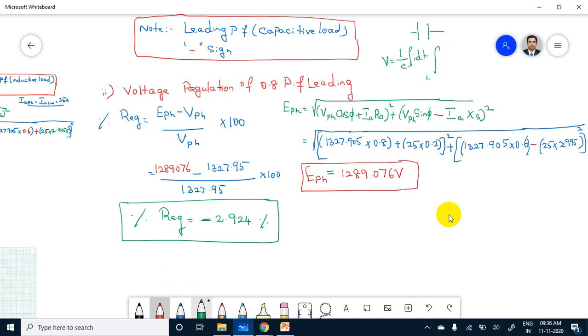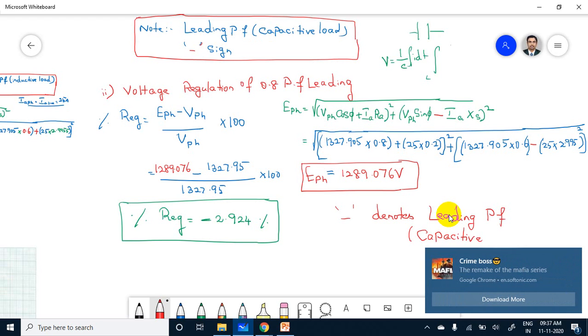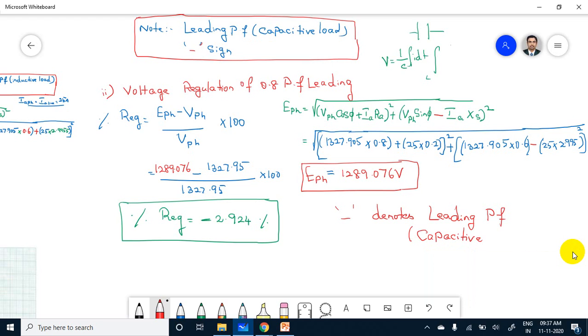Okay, so please take down: this minus symbol denotes leading power factor. Where does this leading power factor happen? When we are using a capacitor, a capacitive load, in our alternator.